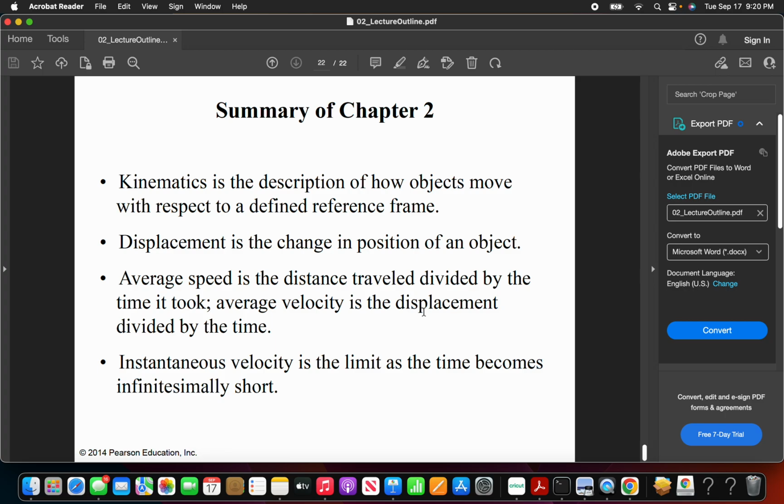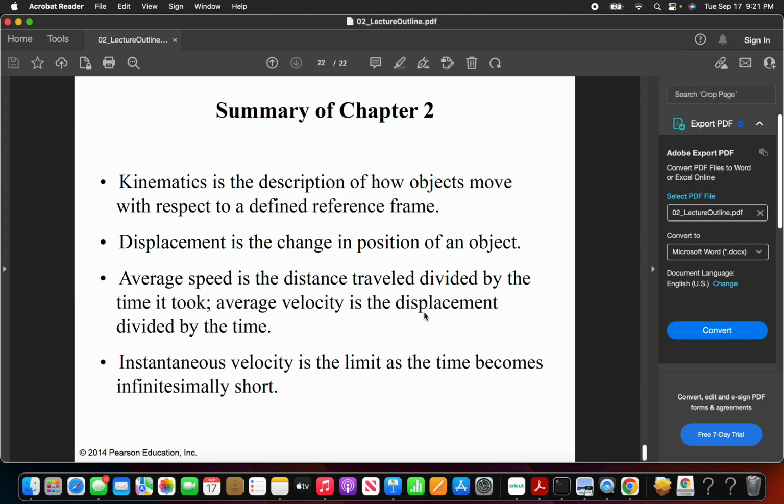Kinematics is a description of how objects move with respect to a reference frame, right? Displacement is a change in position of an object. So if I start from the start line, and I start from there and I end there, then my displacement is 0. I didn't change. I started there and I ended there, but I know I traveled a distance around the track.